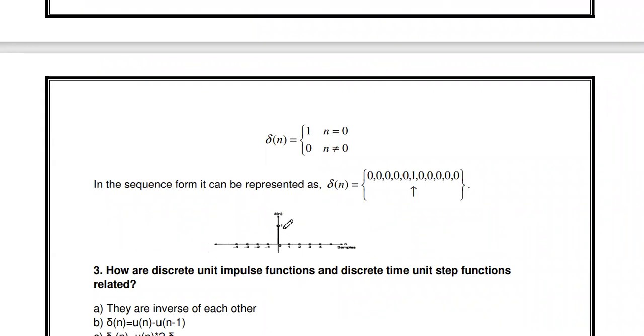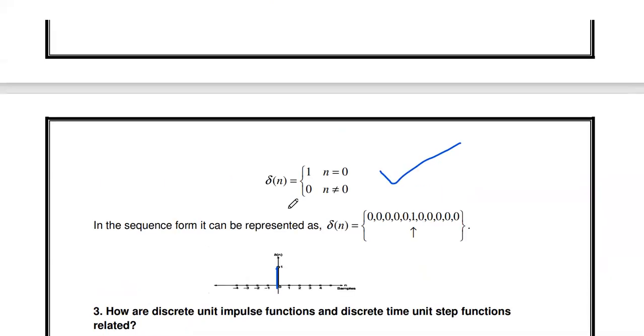So delta of n has the constant value 1, the amplitude 1, only at n equal to 0. For the remaining time, the signal does not have any amplitude. This is called an impulse. It is defined as delta of n equal to 1 for n equal to 0, and for n not equal to 0, it is 0. This is the discrete unit impulse.